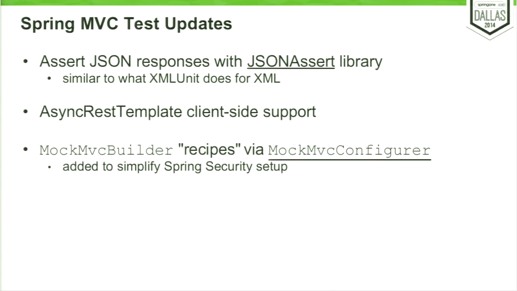What's new in Spring Framework 4.1 is that you can now assert JSON responses. So until now, primarily you could do JSON path, which is very, very useful for validating responses. But sometimes you just want to validate the entire JSON response. And of course, XMLUnit has been doing that for us, ignoring little white space differences, new lines, and slight differences in how it's exactly rendered. And this is really what the Skyscreamer JSON assert library can do, and that's now been integrated. Also, we have support for the async REST template, if you're using that in your application.